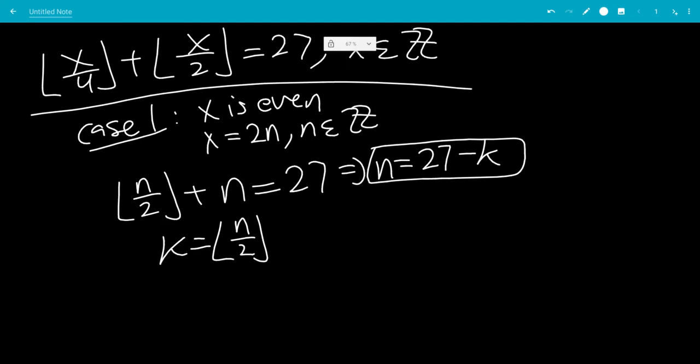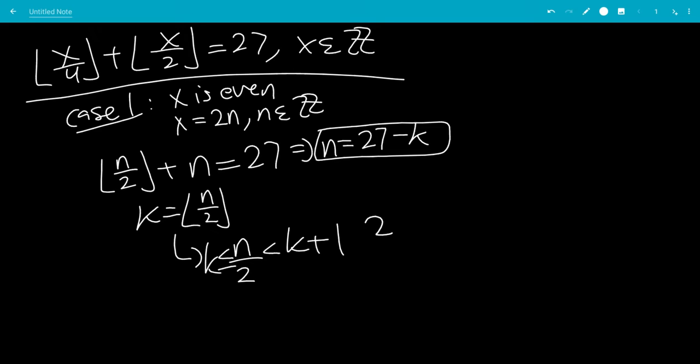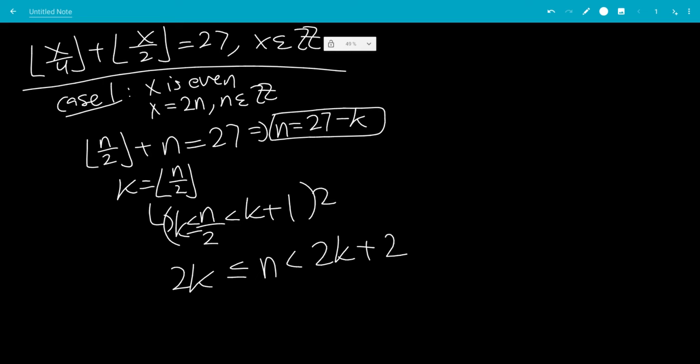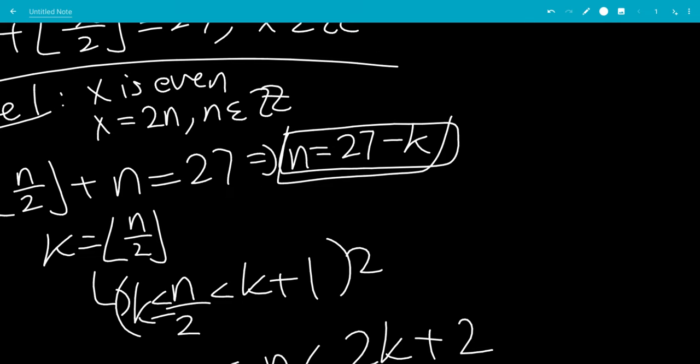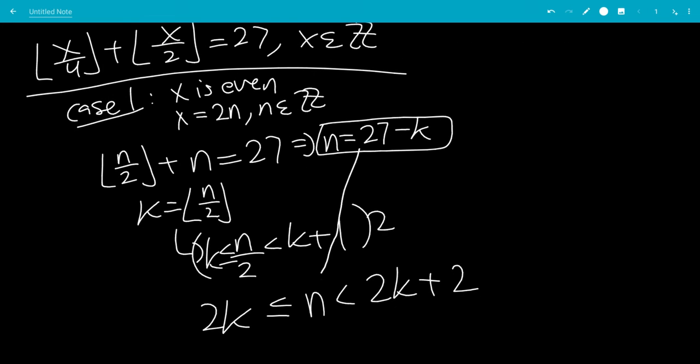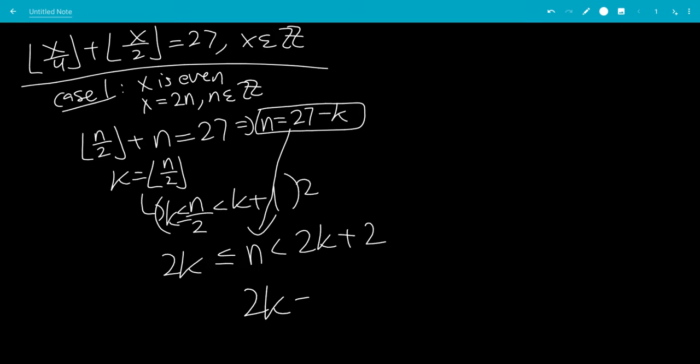That's good. K equals the floor of n over 2 means that n over 2 is greater than or equal to k, and less than k plus 1. Multiplying by 2 on both sides, and the signs stay the same because 2 is positive, this will be 2k less than or equal to n, less than 2k plus 2. Okay, so now we can plug n equals 27 minus k into this inequality.